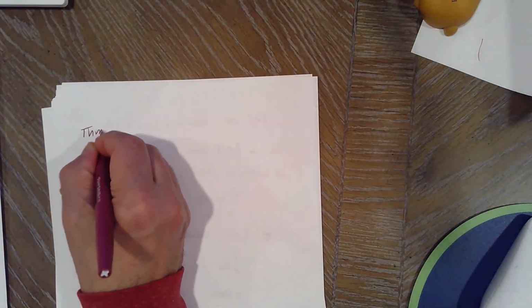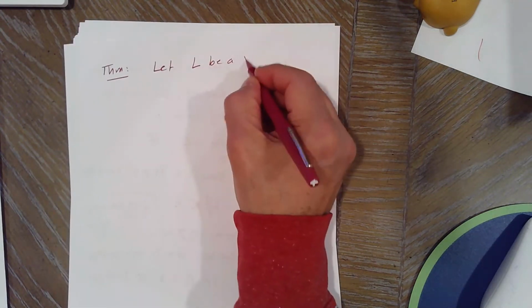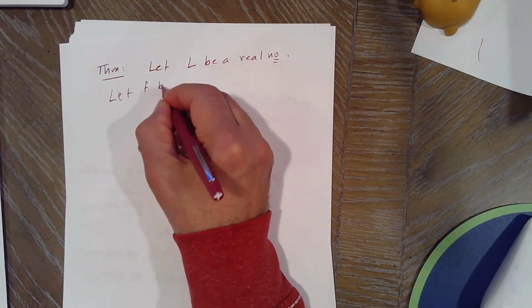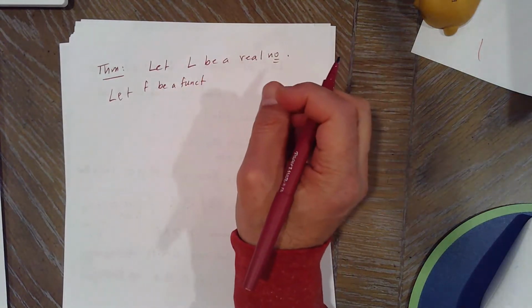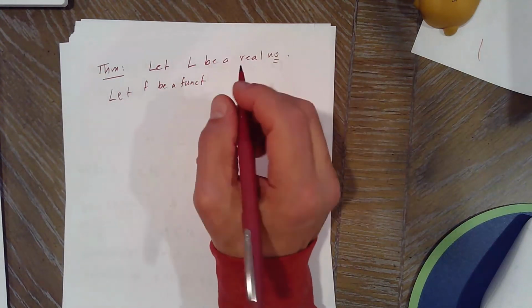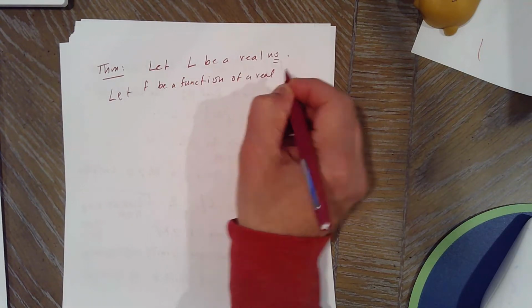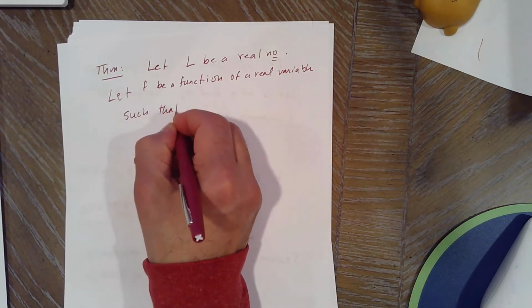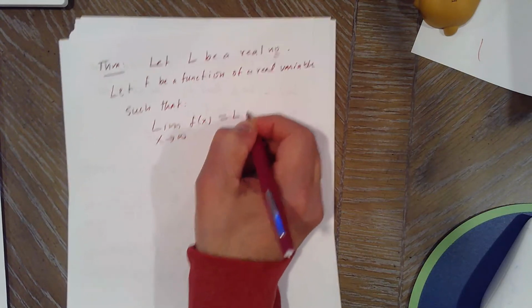Now let's look at another definition of limit. Here, let L be a real number. Let F be a function. This second theorem is for evaluating the limit of a sequence using the corresponding function. Let F be a function of a real variable such that the limit as x goes to infinity of f of x equals L.